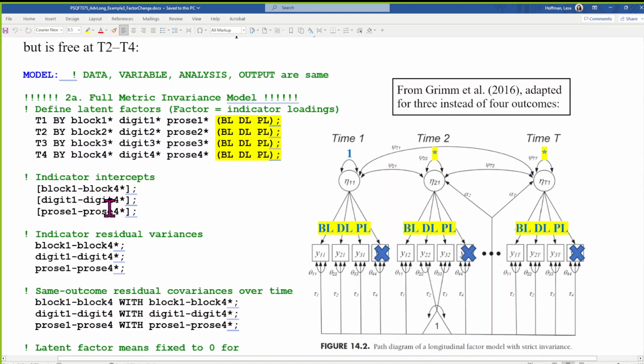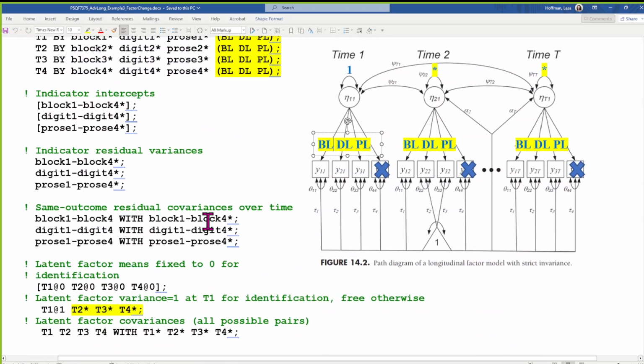Intercepts stay the same, residuals stay the same, residual covariances stay the same. So I have added a little graphic here to say that's what has happened, is that my loadings now have this constraint pattern to them. The other thing that I have to change, though, is to not enforce a structural constraint at the same time that I'm adding this loading constraint.